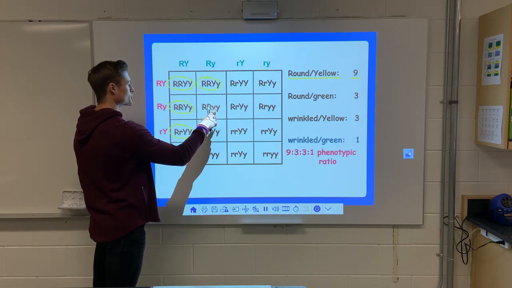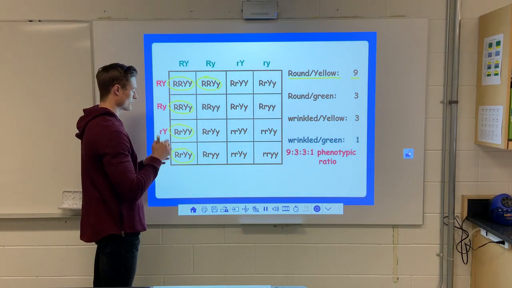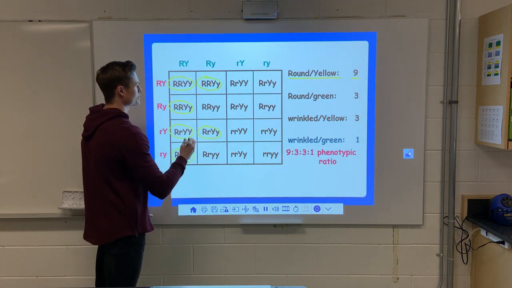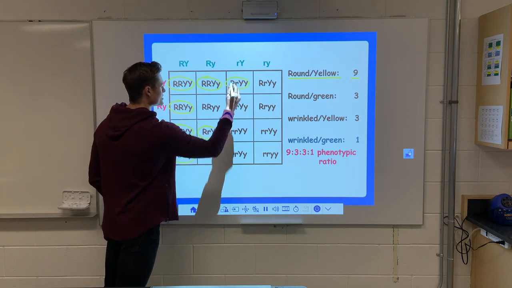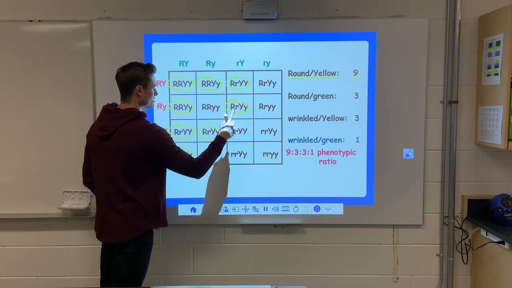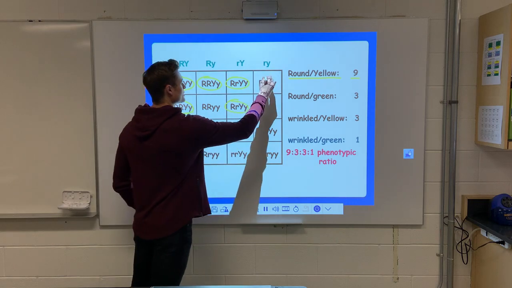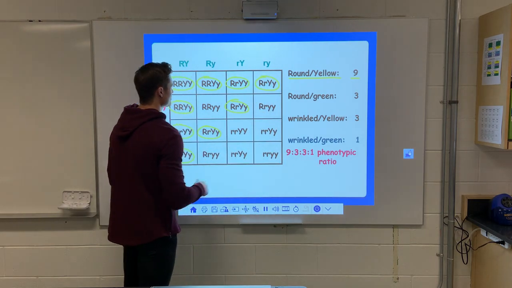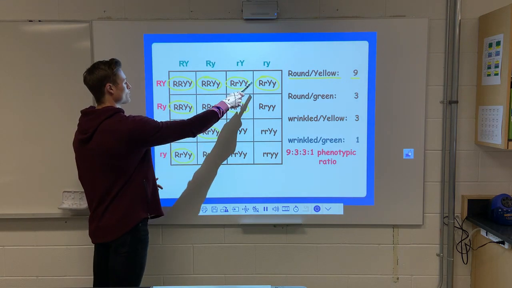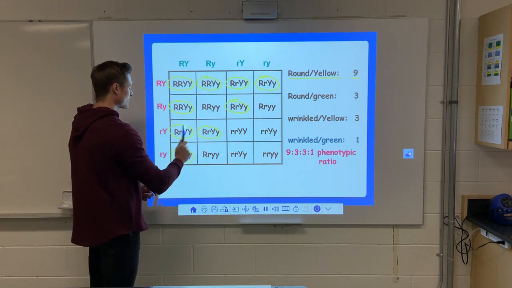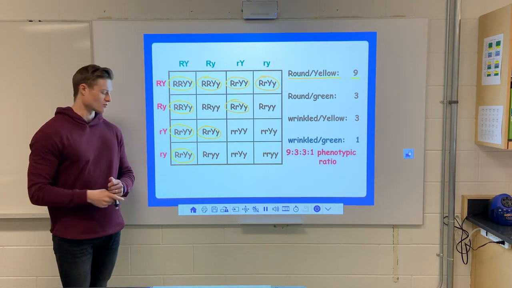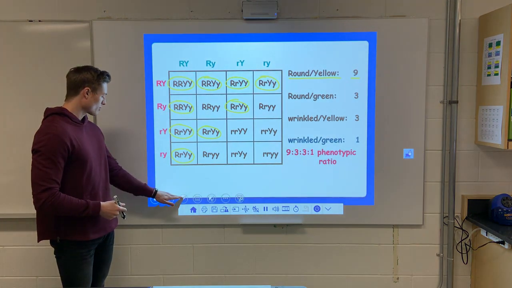There's 4, okay? This one right here, round and yellow, yep. This one, nope, 2 little y's, so that'd be green, so that wouldn't count. There's another one. This one would also be green, so that doesn't count. This one's good. This one's good. No good, no good. This one's good. That one's no good. That one's no good, and that one's no good. So now we have 1, 2, 3, 4, 5, 6, 7, 8, 9 individuals that are dominant for both traits, round and yellow.